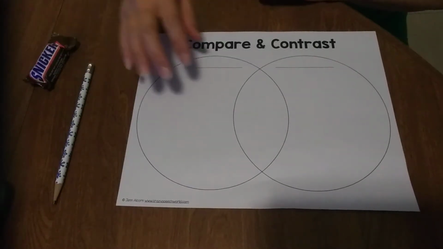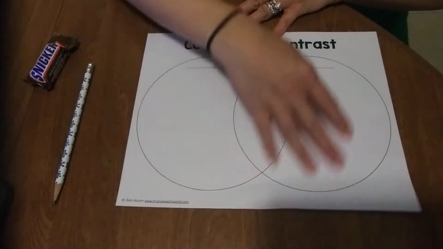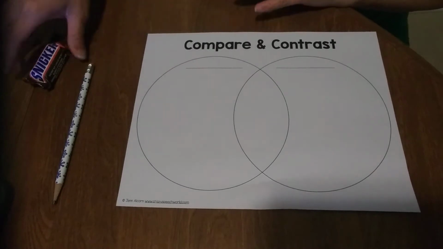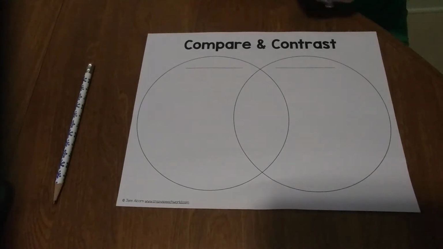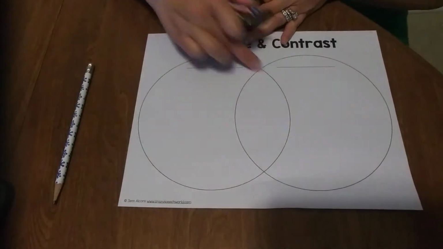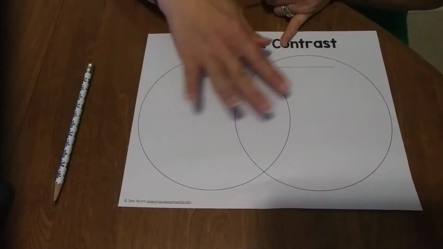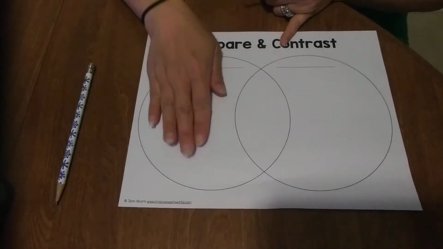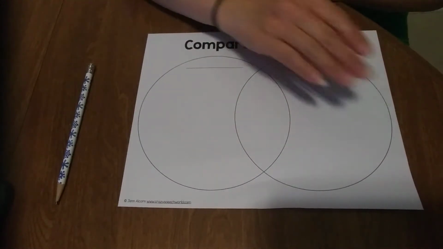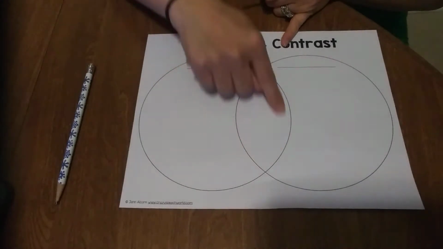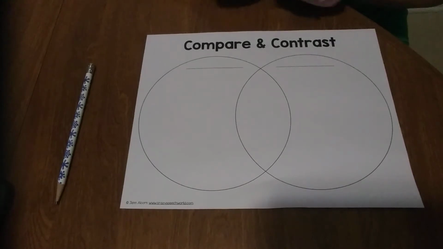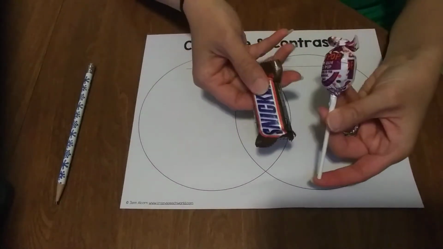So if I look here, I have a Venn diagram. This diagram here is going to help us compare and contrast. Now, when we compare two things, we are going to be writing how they are the same in here. So here we have two circles that kind of go over each other. On this side, we're going to talk about one thing, and on this side, we're going to talk about another thing. And in the middle here, where these two circles come together, we're going to talk about how those two things are the same.